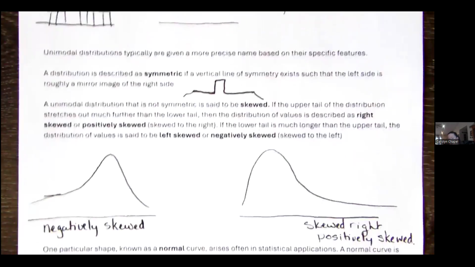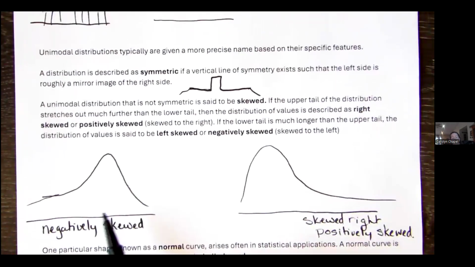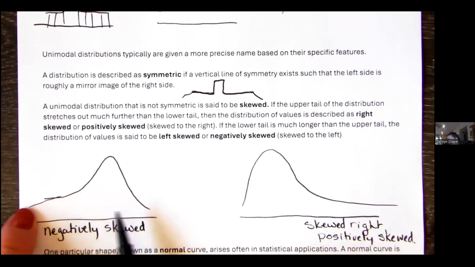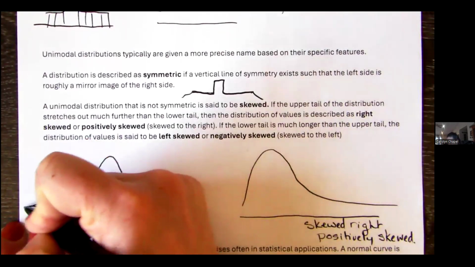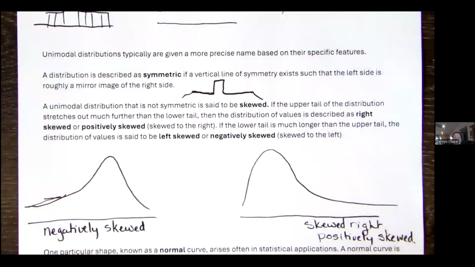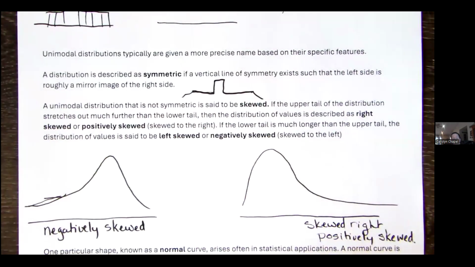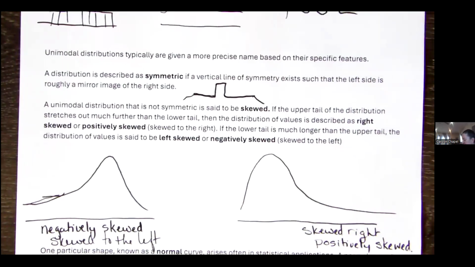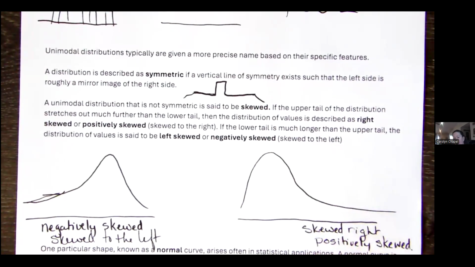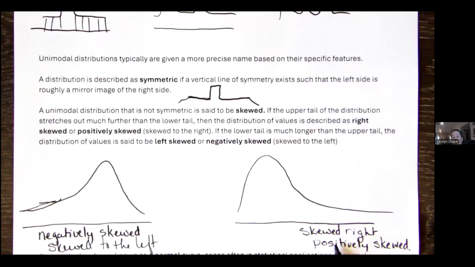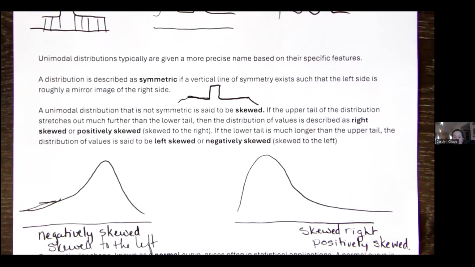So I did draw a couple pictures here. This one would be negatively skewed because we have some values down on this tail that are pulling the data in that direction. It's actually pulling the average down in that direction. So negatively skewed, skewed to the left, or left skewed are all ways to write that. This one is a rough picture of something skewed to the right, being positively skewed.